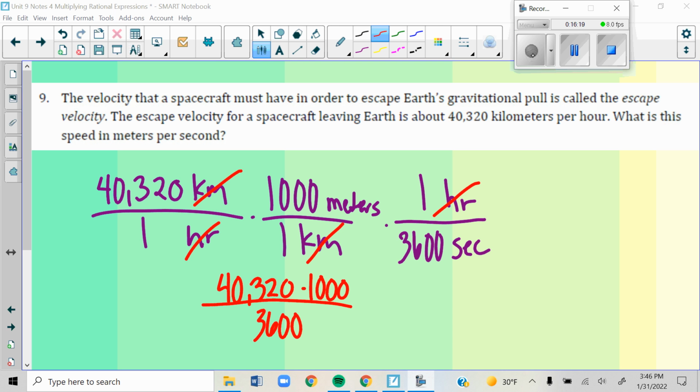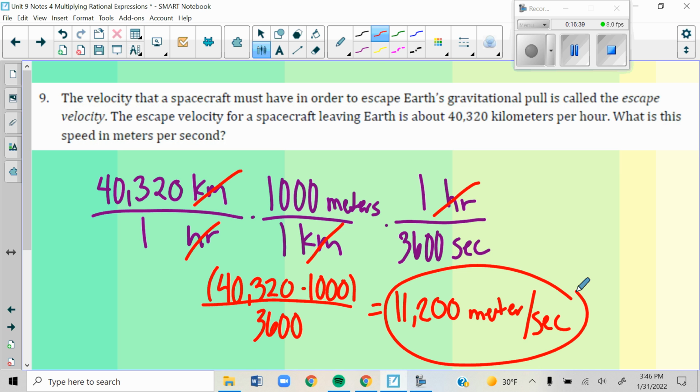Okay, so I've got mine set up. Check it out, make a little tweak on yours, and if yours looks good, then make sure that you have done your multiplication properly, and we should see you get 11,200 meters per second. All right, there you have it, ladies and gentlemen.